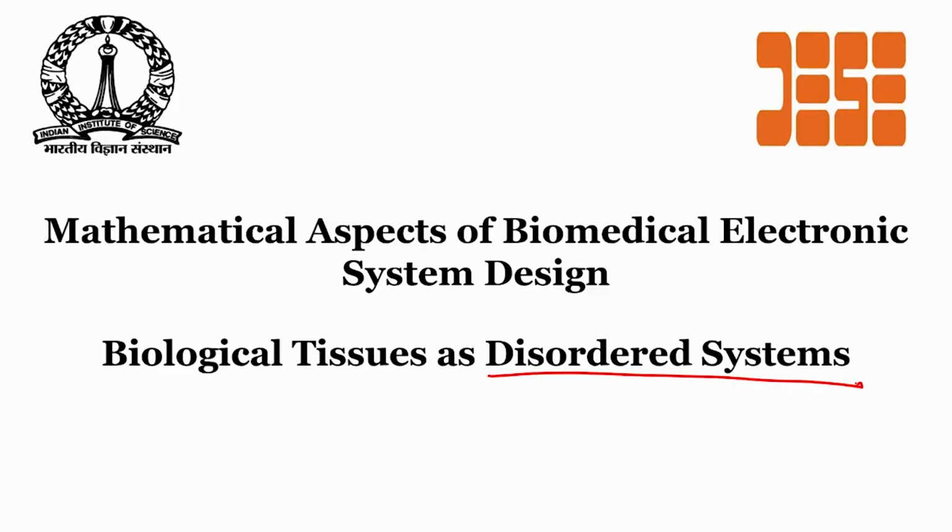This particular topic is considered to be an advanced topic in the field of biological systems, especially when it comes to the application in biomedical device design and analysis of physical properties of tissues. So let us begin with the first word that we see in this particular phrase, which is not very common, which is disordered system. So what does a disordered system mean?